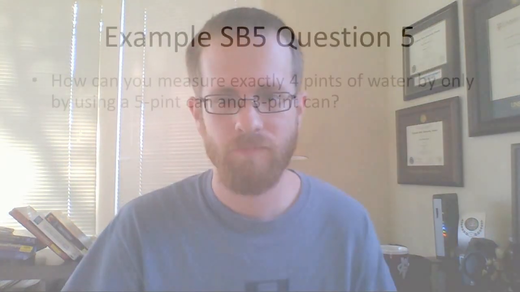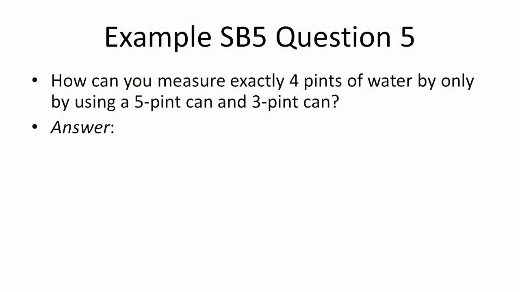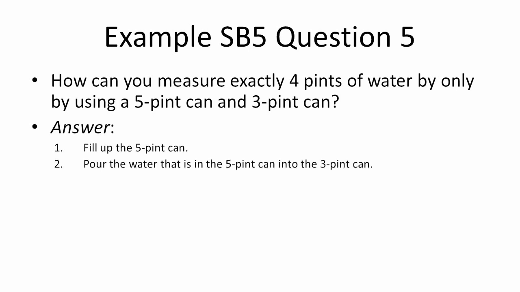Now, if you want to take some time to think about this, just go ahead and pause the video. But remember, you're being timed. So try to solve this problem as quickly as possible. So here's the solution. Well, here's one solution. There's multiple solutions, actually. So, step 1, you fill up the 5-pint can. Step 2, you pour the water in the 5-pint can into the 3-pint. So now you have 3 pints in the 3-pint can and 2 in the 5. Now you dump out the 3-pint can.